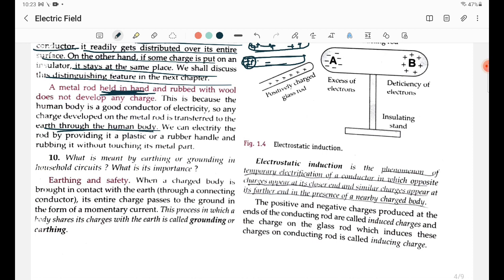Okay, why is earthing or grounding necessary? What is the importance of earthing and grounding? So suppose we are in contact with a charged body. Our body is a conductor, so the charges will transfer to our body as a momentary current, and that will go to the earth. So that momentary current will give us a shock.